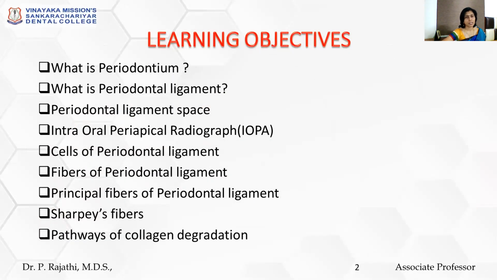In this presentation, I'm going to say what is periodontium, what is periodontal ligament, explain about the periodontal ligament space, how to interpret an intraoral periapical radiograph, about the cells of the periodontal ligament and the different types of fibers of the periodontal ligament, explain in detail about the principal fibers of the periodontal ligament, what are Sharpey's fibers, and about the intracellular and extracellular pathways of collagen degradation.